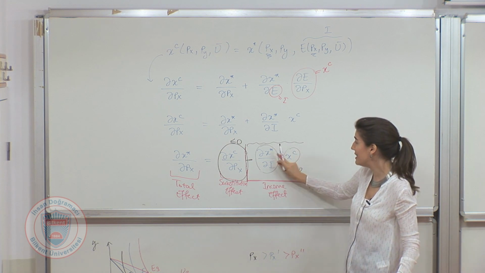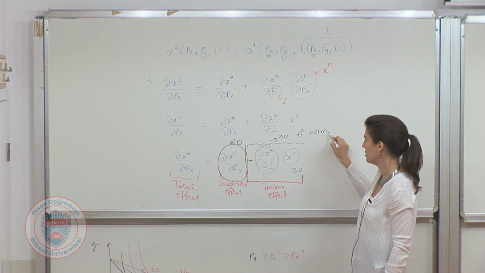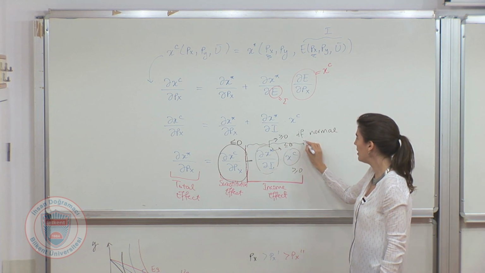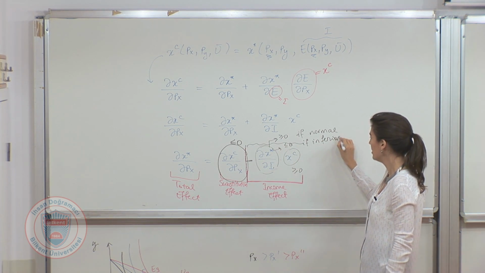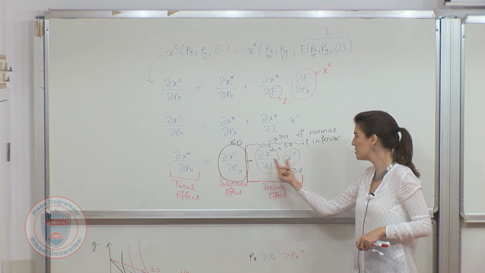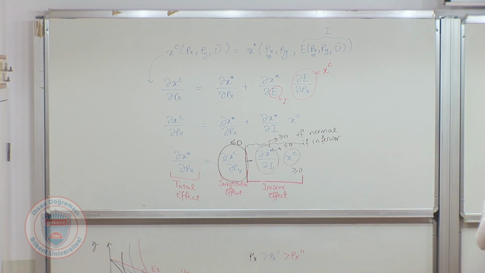So remember, this guy is actually positive if normal. This guy is actually negative if inferior. So you see what's going on. If it is a normal good, positive, positive, but there's a minus sign, so income effect is negative, right? So it's going to work in the same direction as the substitution effect. If it's a normal good, when price increases, substitution tells you to decrease your consumption of that good. Income effect tells you you're poorer, consume less of that good, okay? If that is a normal good.